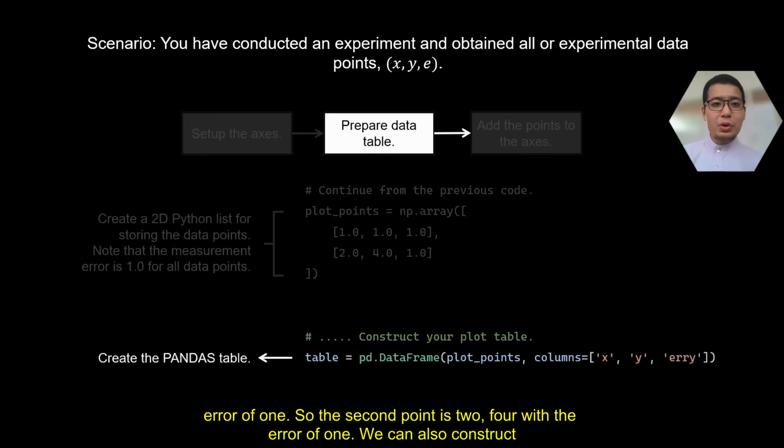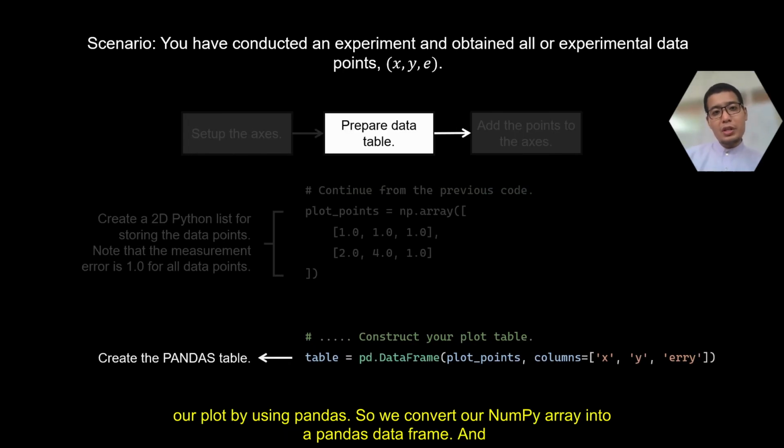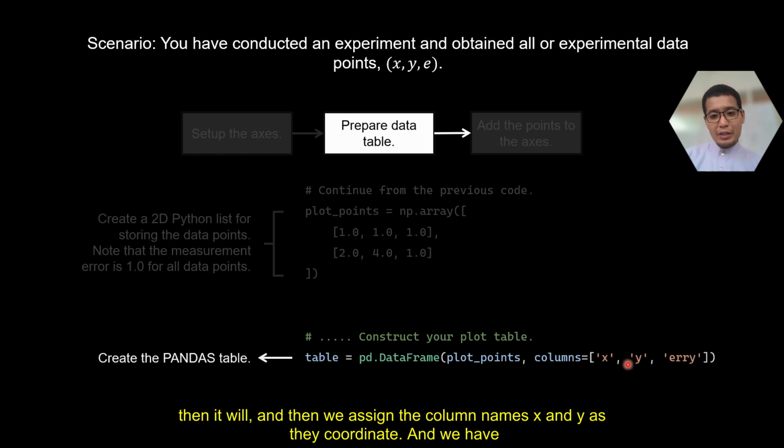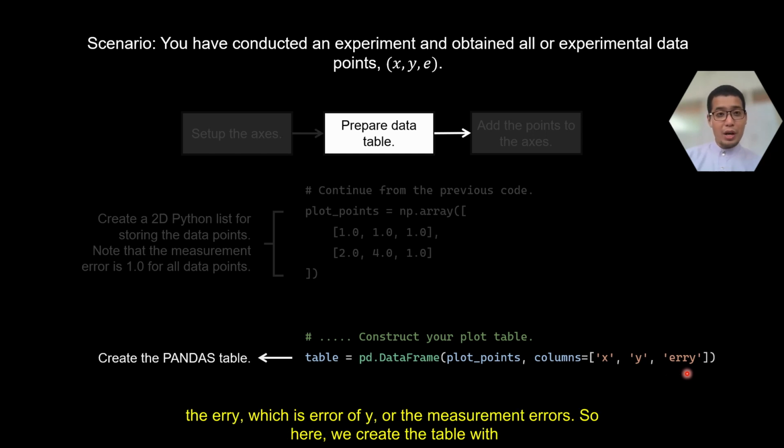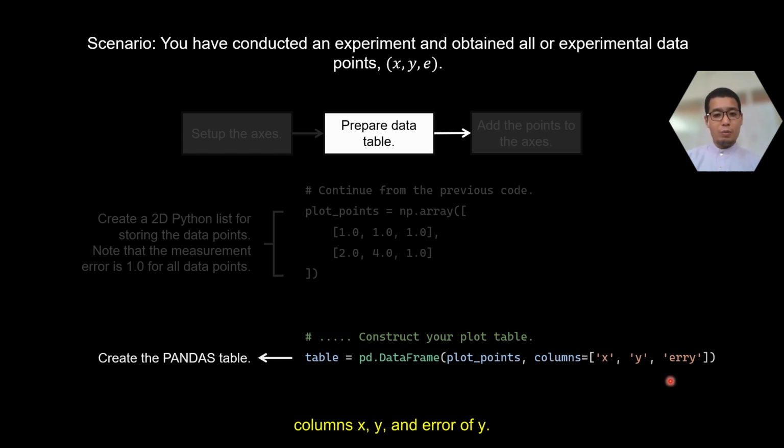We can also construct our plot by using pandas. We convert our NumPy array into a pandas data frame, and then we assign the column names x and y as the coordinates, and we have erry, which is the error of y, for the measurement errors. So here we create the table with columns x, y, and error of y.